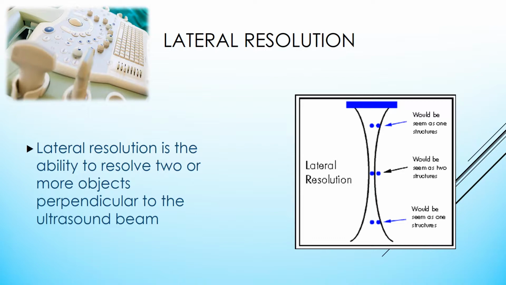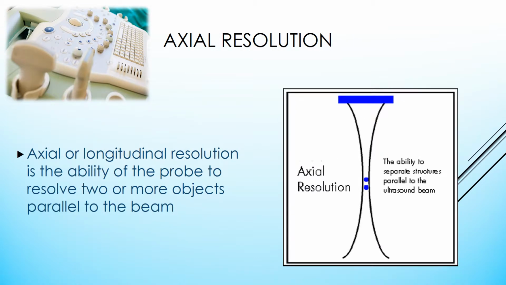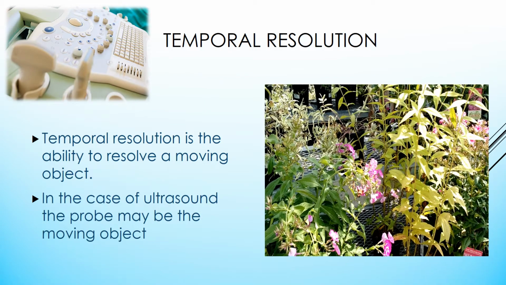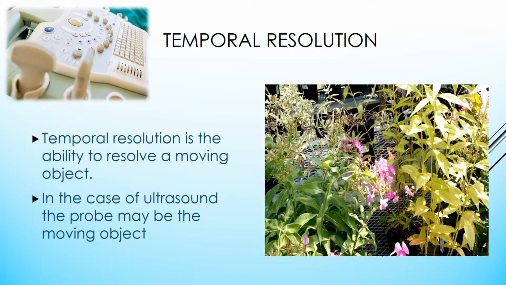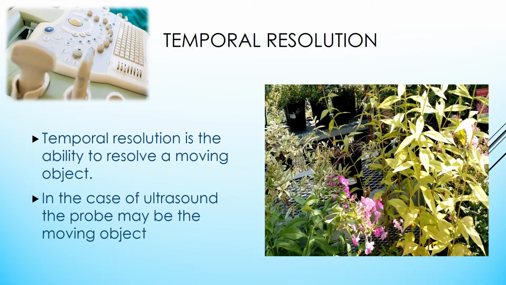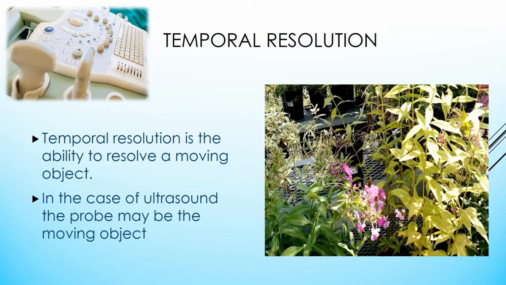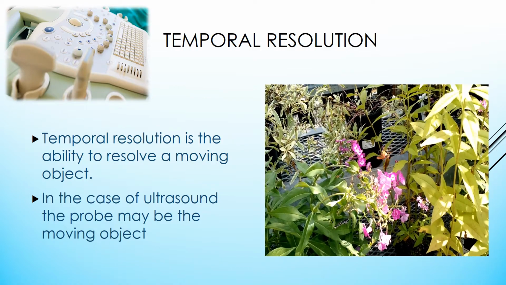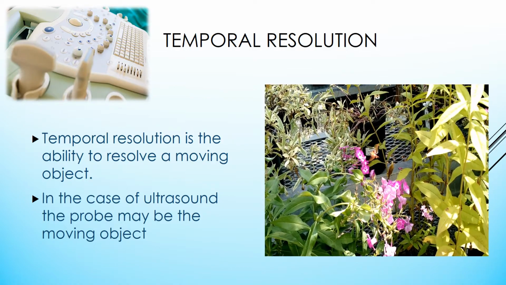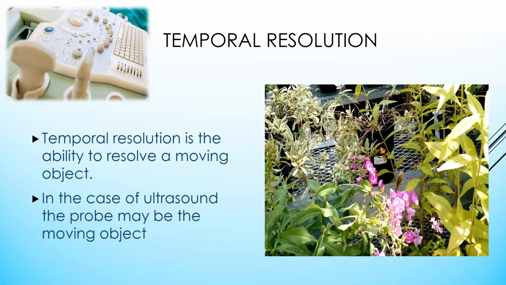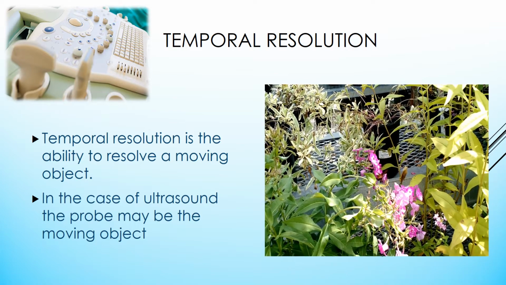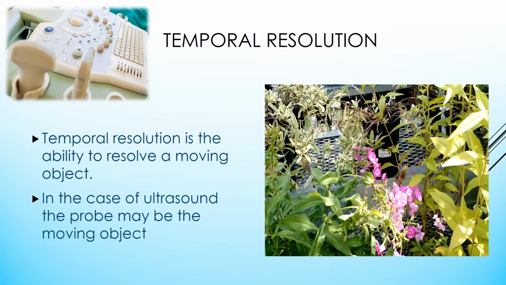Lateral resolution is the ability to resolve 2 or more objects perpendicular to the ultrasound beam. Axial or longitudinal resolution is the ability of the probe to resolve 2 or more objects parallel to the beam. Temporal resolution is the ability to resolve a moving object. In the case of ultrasound, the probe may be the moving object, or the patient's beating heart may be the object. In the video to the right, we see the hummingbird's wings flapping, but we don't see each flap of the wings because it's faster than the frame rate of the camera.